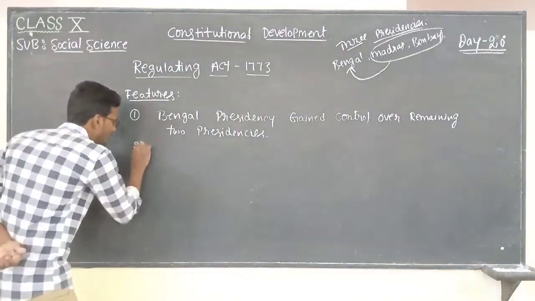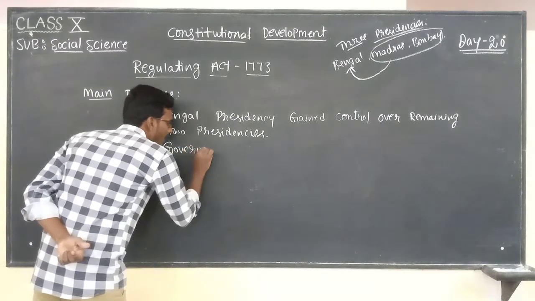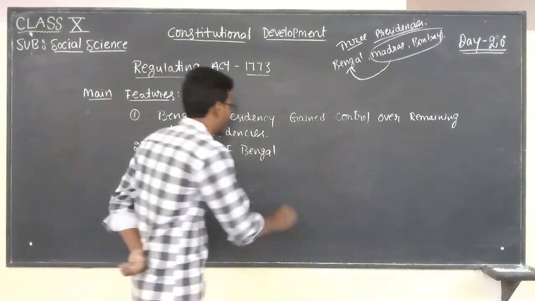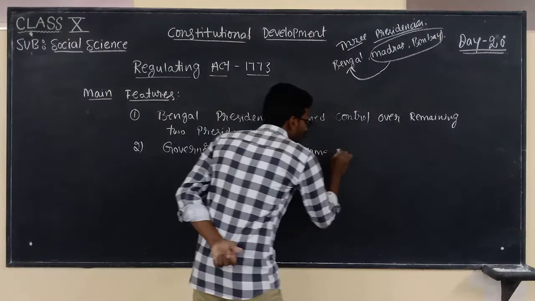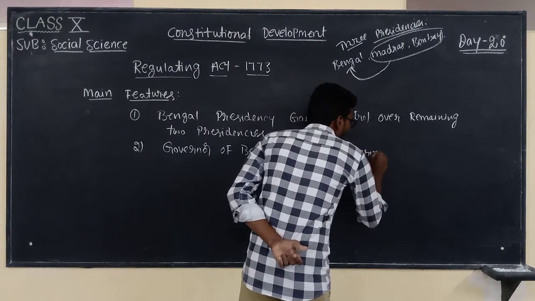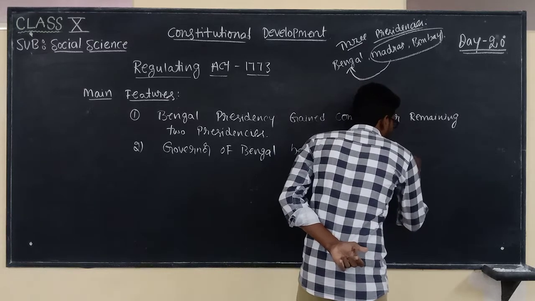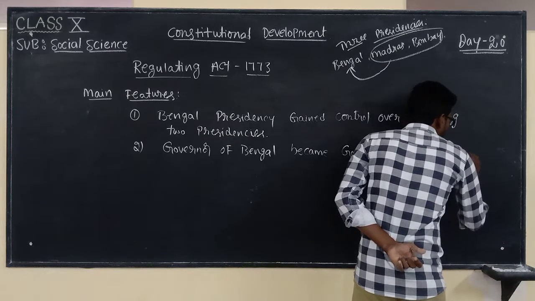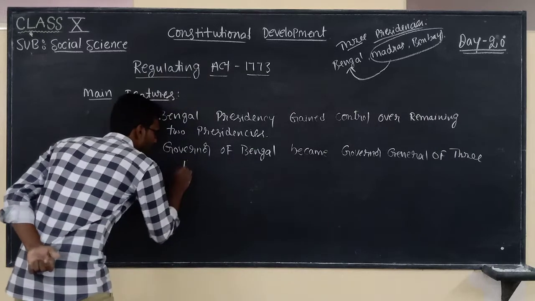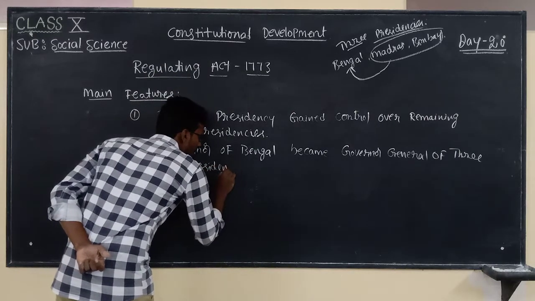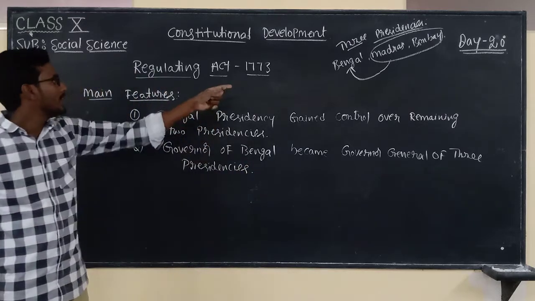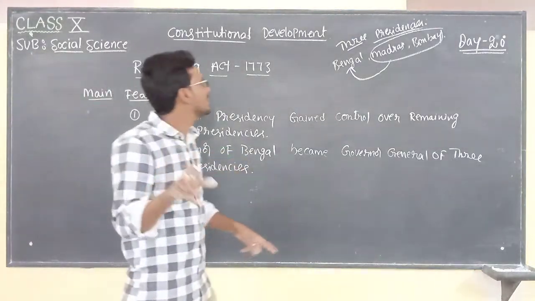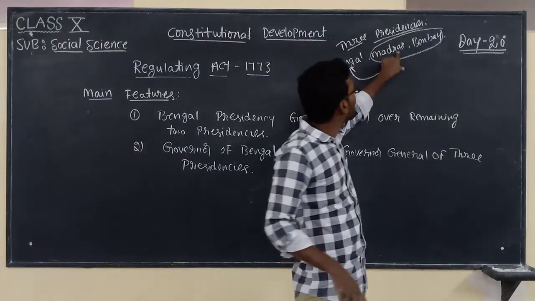Next important point. Governor of Bengal became Governor General of 3 presidencies. So before the implementation of Regulating Act, there is one position which is nothing but Governor of Bengal. Means every presidency has one governor. Bengal Governor, Madras Governor and Bombay Governor.